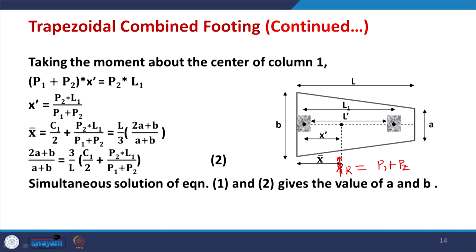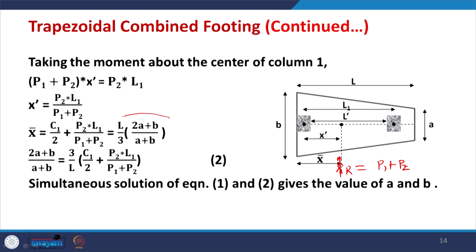If the CG is at a distance, let us assume x bar, from the center of column 1, then we can take the moments of all the forces about column 1. Then you have (P1 plus P2) into x bar equal to P2 into L1. Using this relation we can find the value of x bar, the distance shown in this figure. Then x bar will be C1 by 2, where C1 is the width of the column, plus this distance.